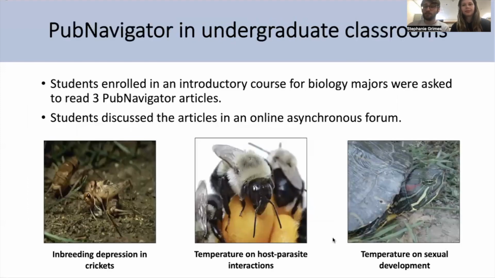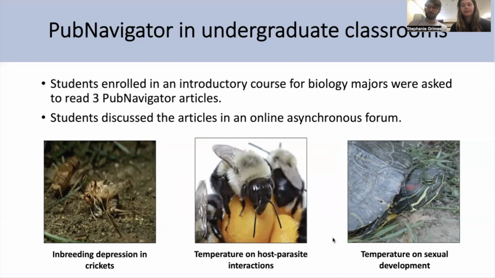So, how did we use Pub Navigator in the classrooms? We picked an introductory course in biology and asked that they read 3 Pub Navigator articles, which are the ones that you see below. After they had read them, they would take those articles onto an online discussion forum and then argue and discuss with each other about the articles. Each of these 3 articles was relevant to the content that they were teaching in class. They were about ecology and evolution.